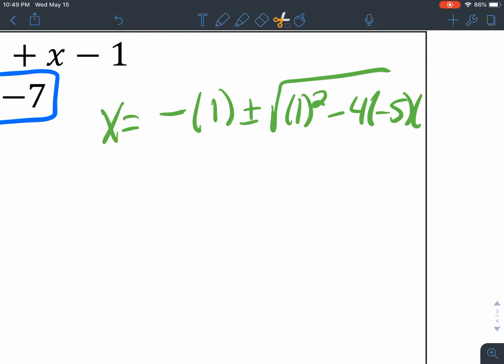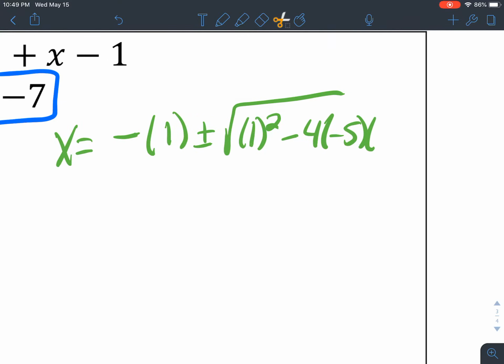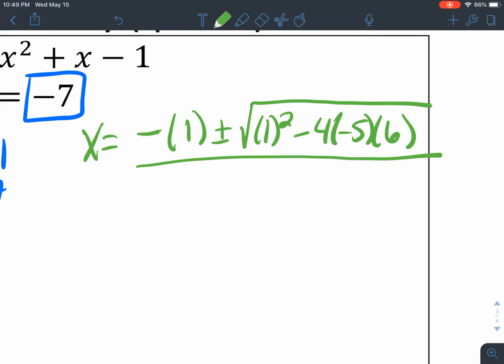And I'm going to move this over just because I ran out of room, and I can do that on here. Sucks to have regular paper, doesn't it? Times, that was a positive 6, right? Right. All over 2A. 2 times negative 5.